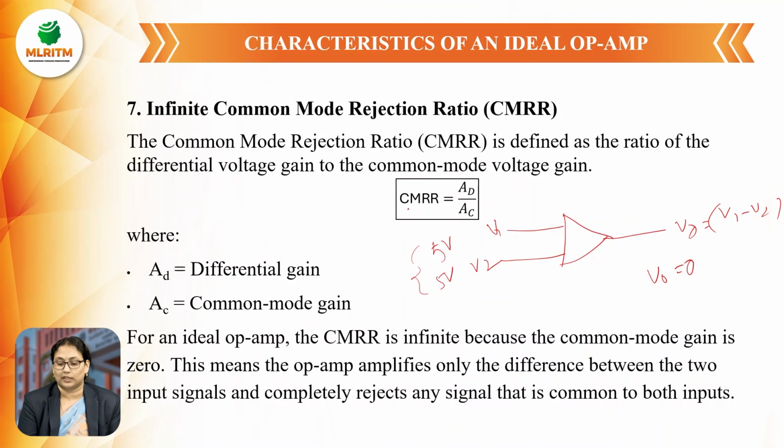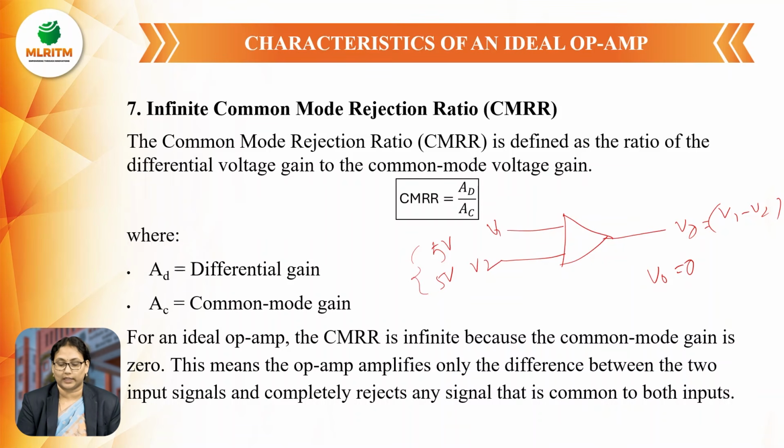So simply we call this CMRR equal to AD by AC. It's a ratio of differential gain to the common mode gain. For an ideal op-amp, the CMRR is infinity because the common mode gain is 0. This means that the op-amp amplifies only the difference between the two input signals and completely rejects the signal that is common to both the inputs. So whatever the signal that is common, it rejects.